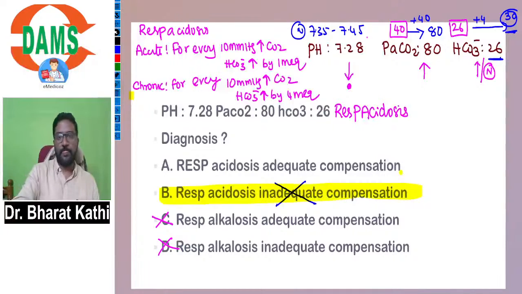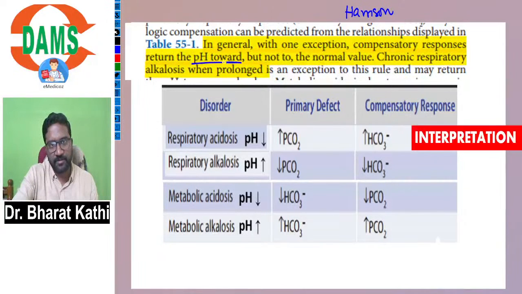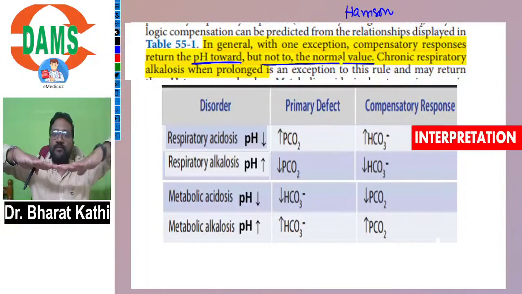Now many people ask me this question: sir, what is the reason for inadequate compensation? Now let us see. And the second question they ask me is, sir, to call it as adequate compensation, should pH be always normalized? So now let us first see the thing given in Harrison new edition. They have clearly mentioned, in general with one exception, compensatory responses return the pH towards normal, but not to normal value. So don't think if pH is normalized, only by seeing pH you can say compensation. No, you have to see always given and expected value.